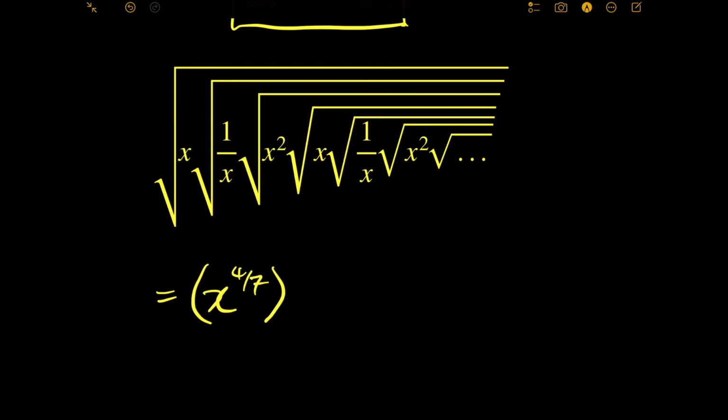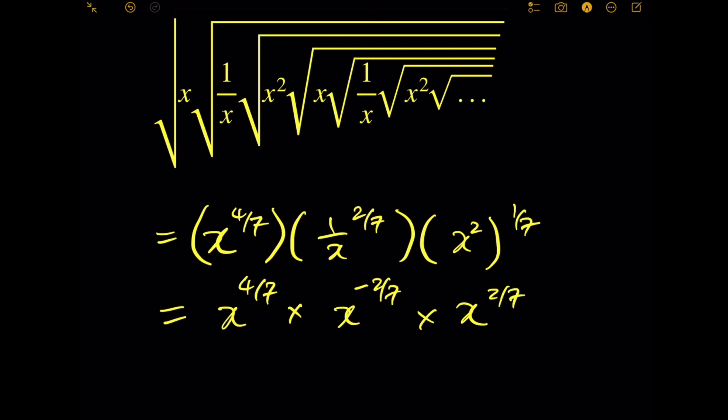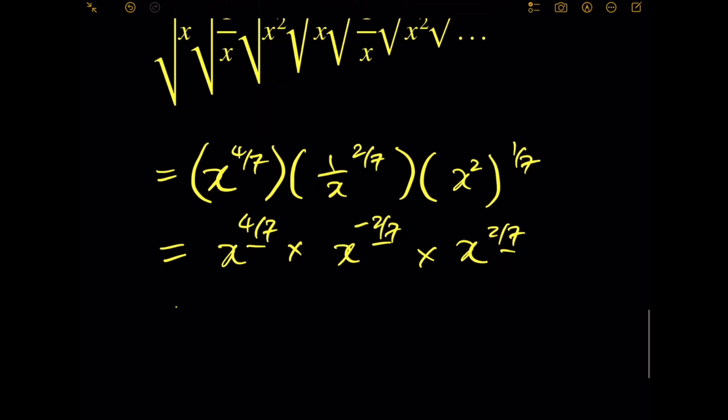We are now trying to combine the three series together, which equals x power 4 over 7, multiplied by 1 over x power 2 over 7, multiplied by x squared power 1 over 7. So we have x power 4 over 7 multiplied by x, bring the x up, becomes negative 2 over 7, multiplied by x power 2, bring up, becomes 2 over 7. Sum the powers together, the other two cancel each other, so this one becomes x power 4 over 7.